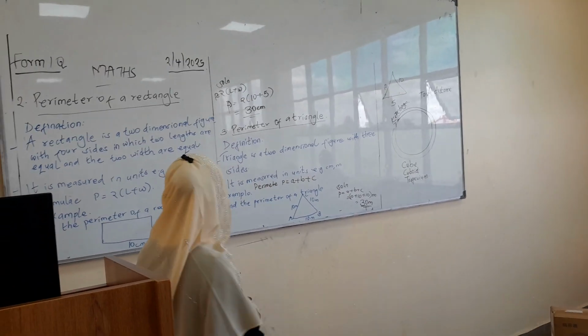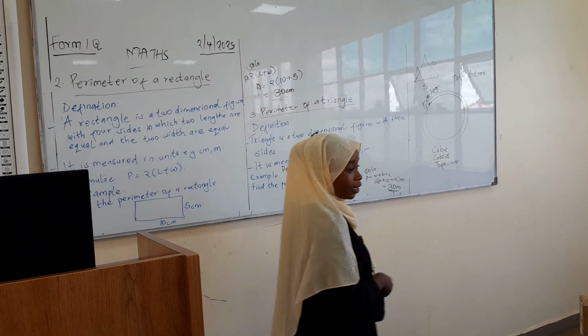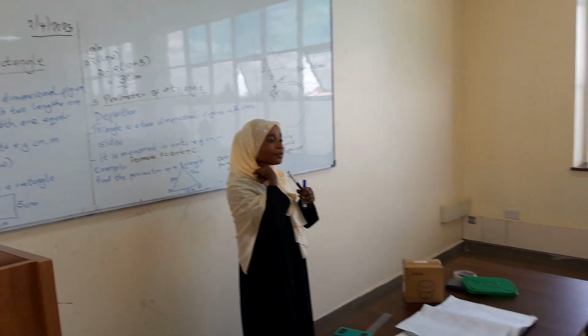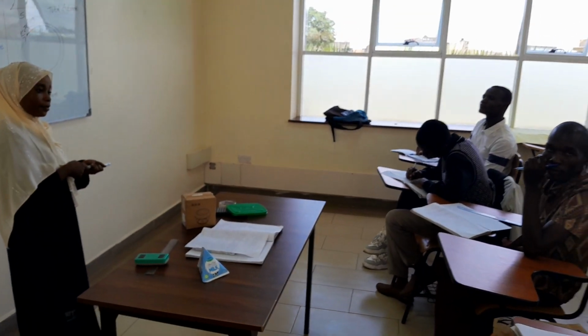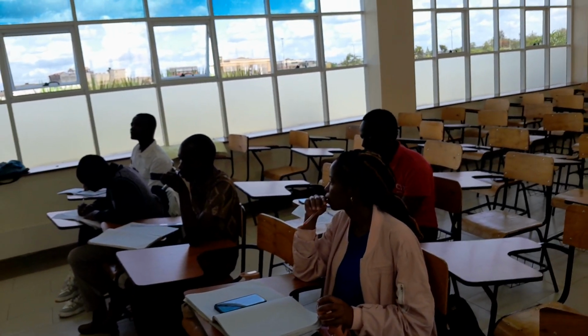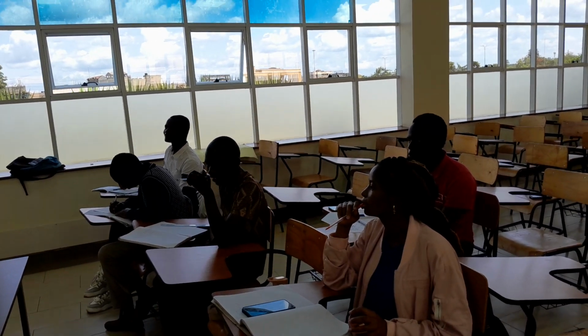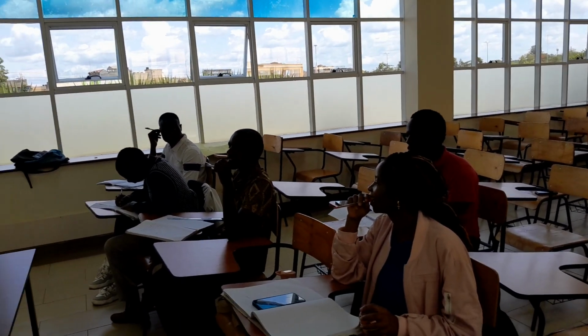Okay. What is the formula of calculating the perimeter of a triangle? Yes, Khalid. I can say the formula is half. Khalid, were you attentive in class? No. Yes. Repeat the question.